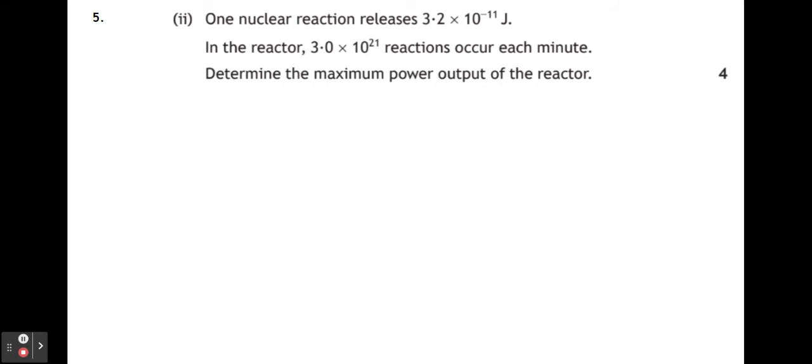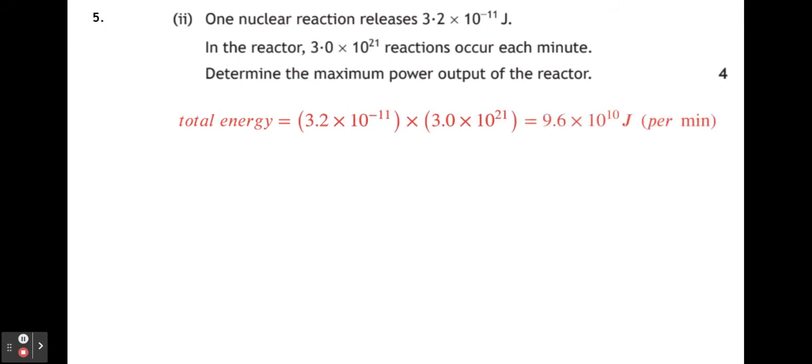What we need to look at here is we know how many reactions are occurring each minute, and we know how much energy each reaction produces. So therefore we can work out the total energy being produced each minute. Okay? So the total energy is the energy of one reaction multiplied by the number of reactions, which is 9.6 times 10 to the power of 10 joules per minute.